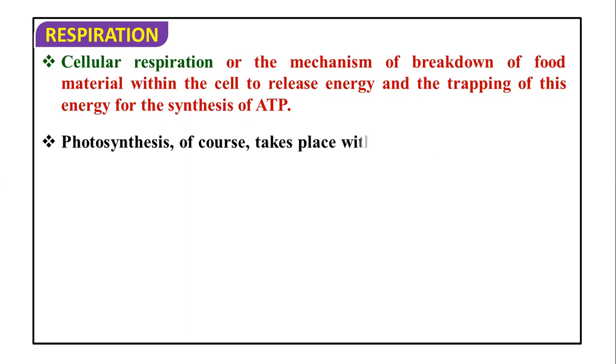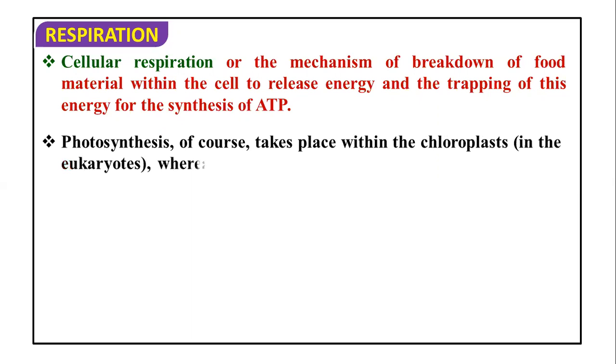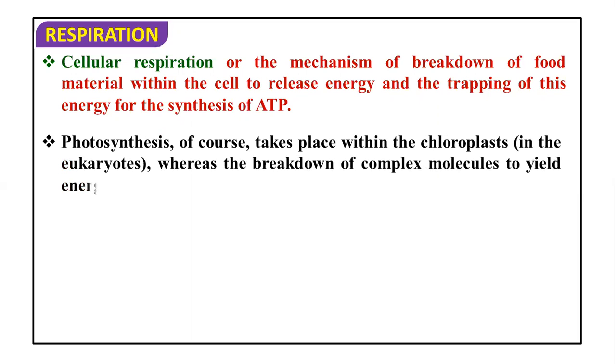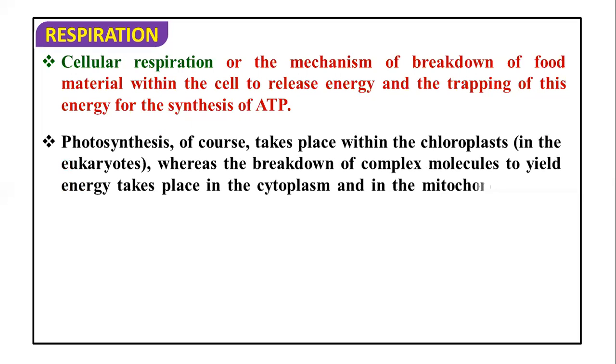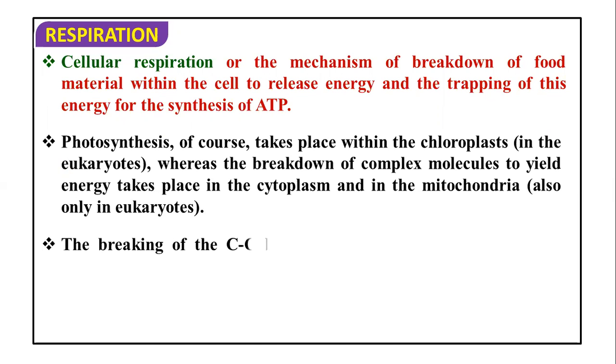Now, photosynthesis, of course, takes place within the chloroplast in eukaryotes, specifically plants, whereas the breakdown of complex molecules to yield energy takes place in the cytoplasm and in the mitochondria, only in eukaryotes. This means photosynthesis occurs in the chloroplast, and for the breakdown of food, or respiration, the cytoplasm and mitochondria are needed in the case of eukaryotes.